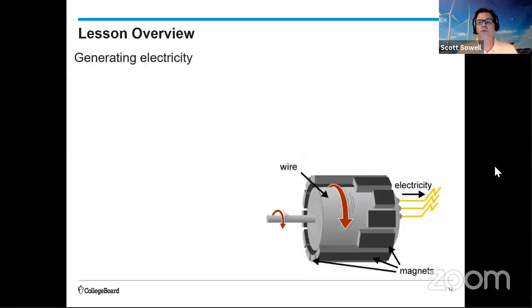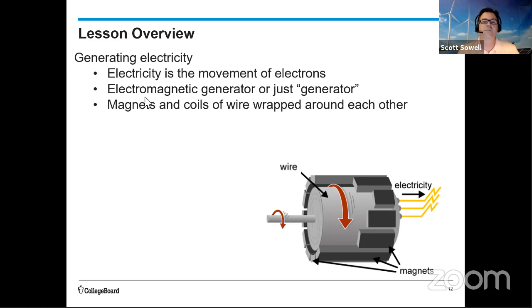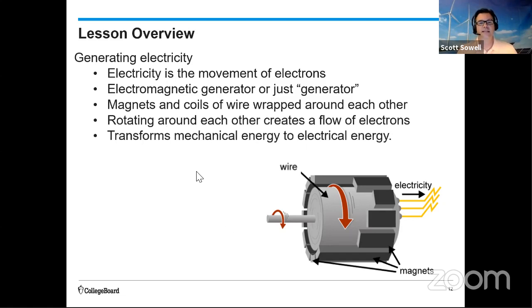So the first thing, before we get into those sources, I just want to talk about electricity generation a little bit. So remember, electricity is the movement of electrons. So if we're going to make some electricity, we got to move some electrons. And one way to do that is with a generator, an electromagnetic generator. And in an electromagnetic generator, we have magnets and coils of wire rotating around each other. And that rotation causes that flow of electrons. So we take that mechanical energy from the rotation and turn that into electrical energy.